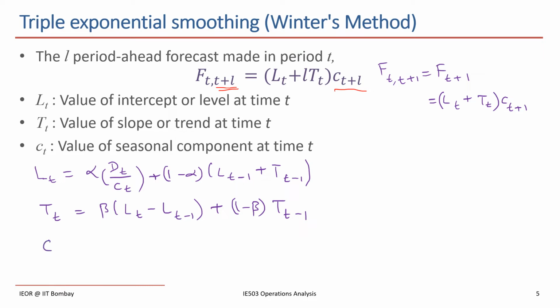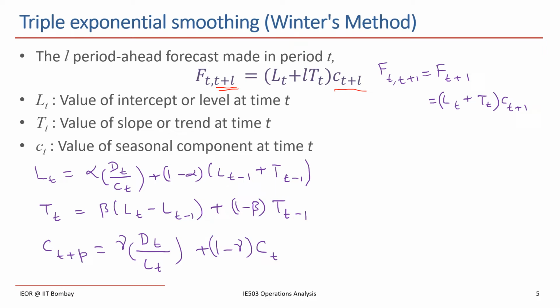Now comes the new one, which is forecasting for C_{t+P}. It's given as gamma times D_t divided by L_t, plus (1 minus gamma) times C_t. Note that in each period t that we are trying to forecast, we are actually computing L_t, T_t and C_{t+P}, that is P periods in advance. What is the new value of the seasonal component?